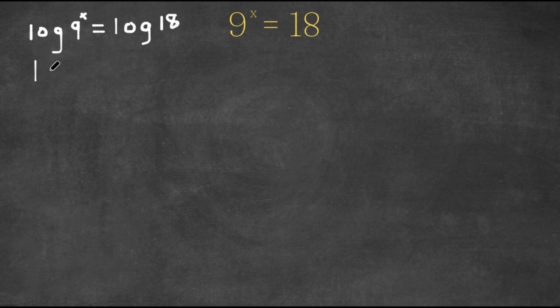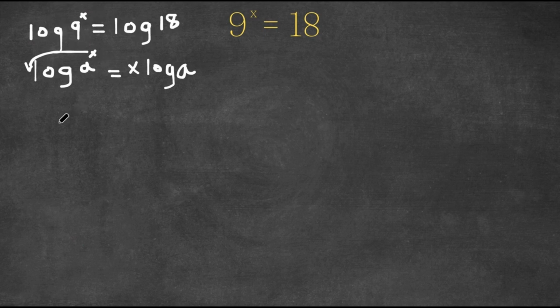If we have something in the form log a to the power of x, this is known as the power property, and what it means is that we can actually move this exponent in front of the log, meaning this would also equal x log a. So I'm going to change log 9 to the power of x into x log 9.